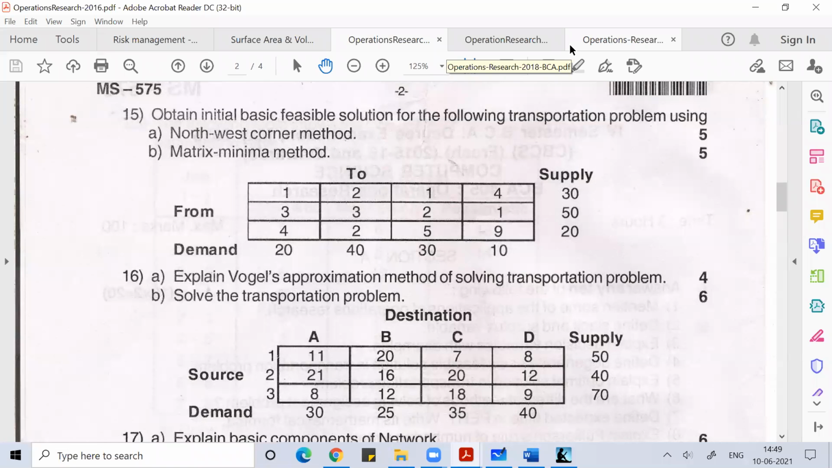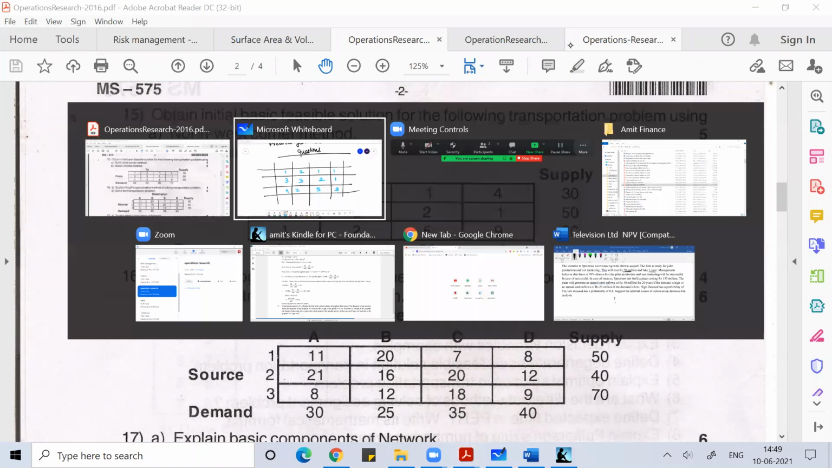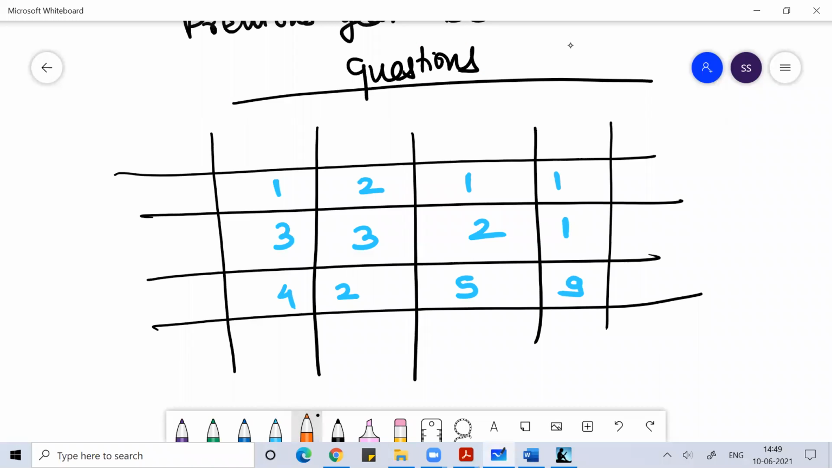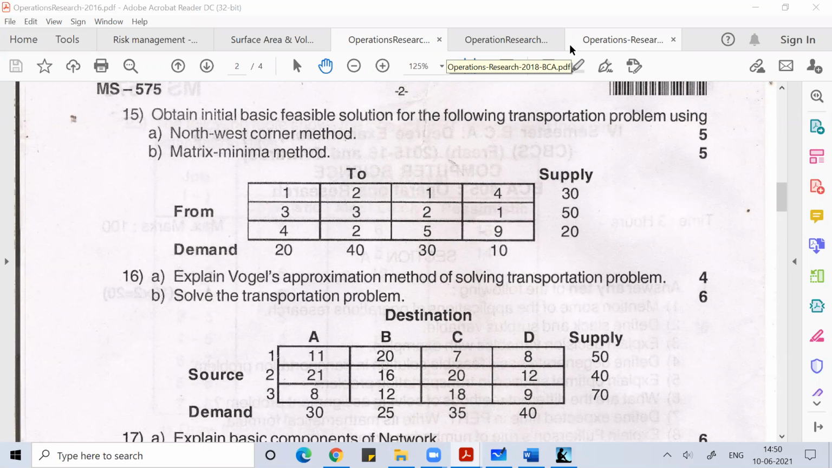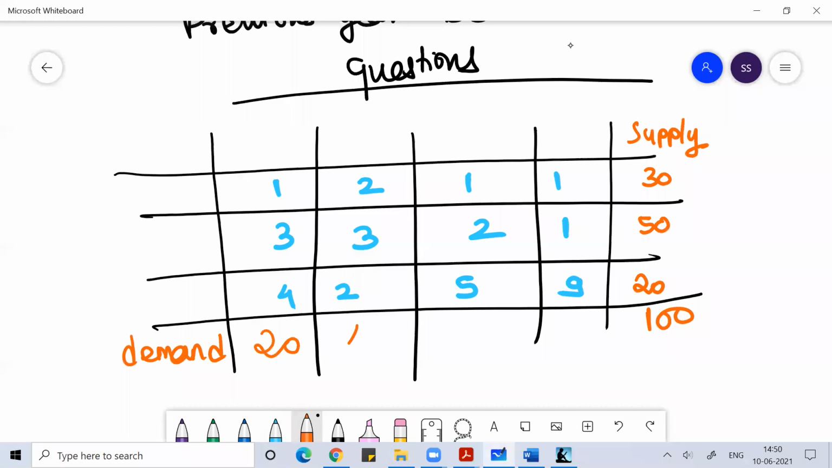They are basically from the source. Supply is 30, 50 and 20, so the total supply is 100. The demand we write horizontally and supply vertically. Remember that. Demand is 20, 40, 30 and 10, which totals 100. Always make sure the total supply is equal to the total demand.